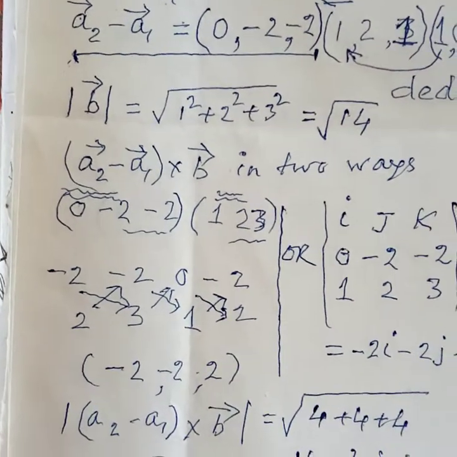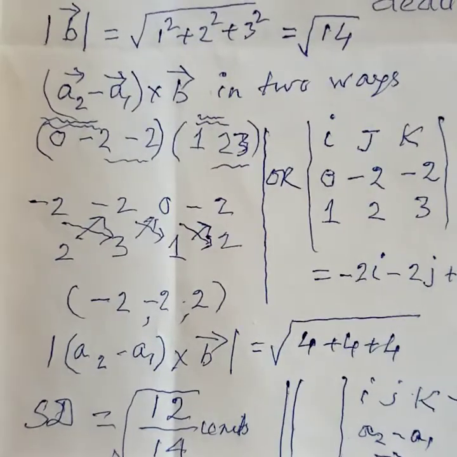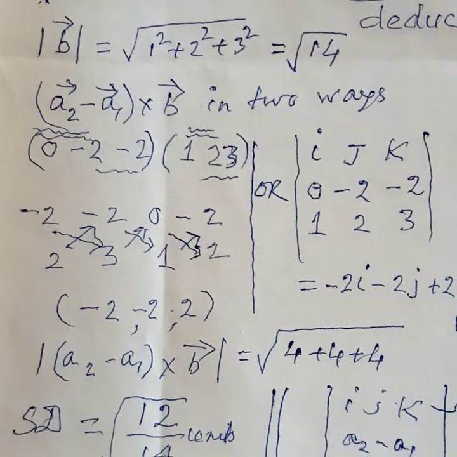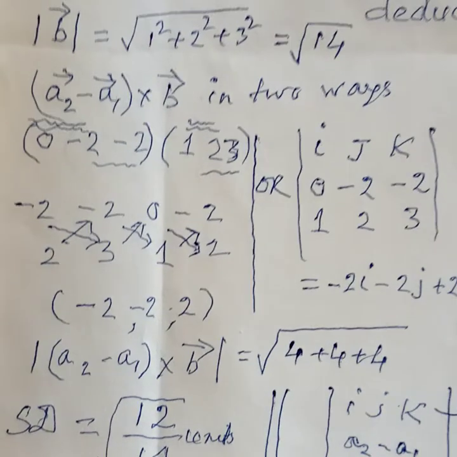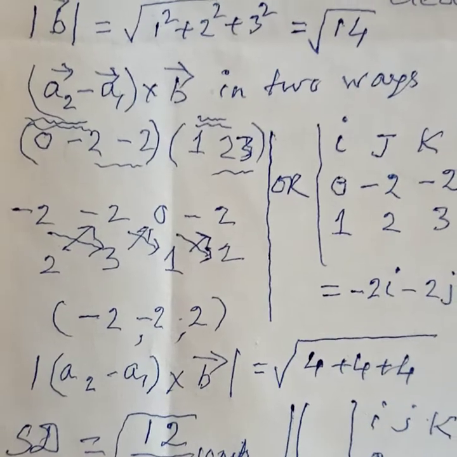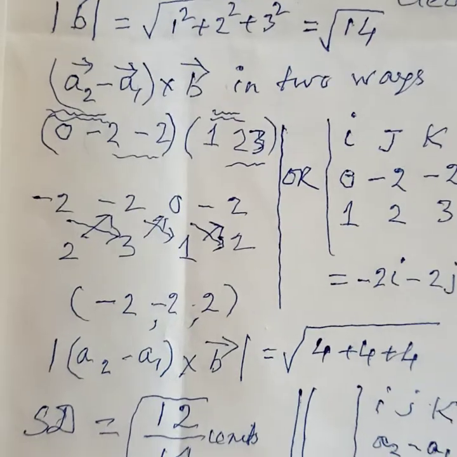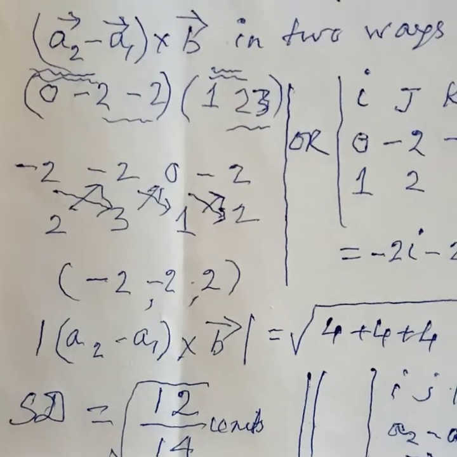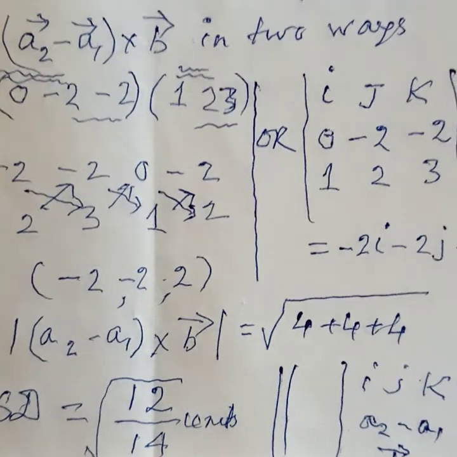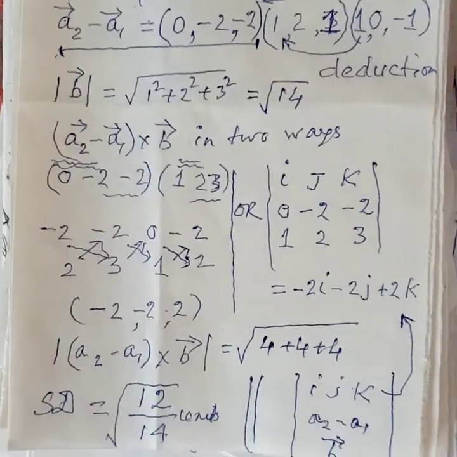Now A2 minus A1 cross B is shown in two ways. First write minus 2, minus 2 down to 3, then write 0, minus 2 down to 1, 2. Now cross multiplication gives us minus 2, minus 2, minus 2, in IJK form.